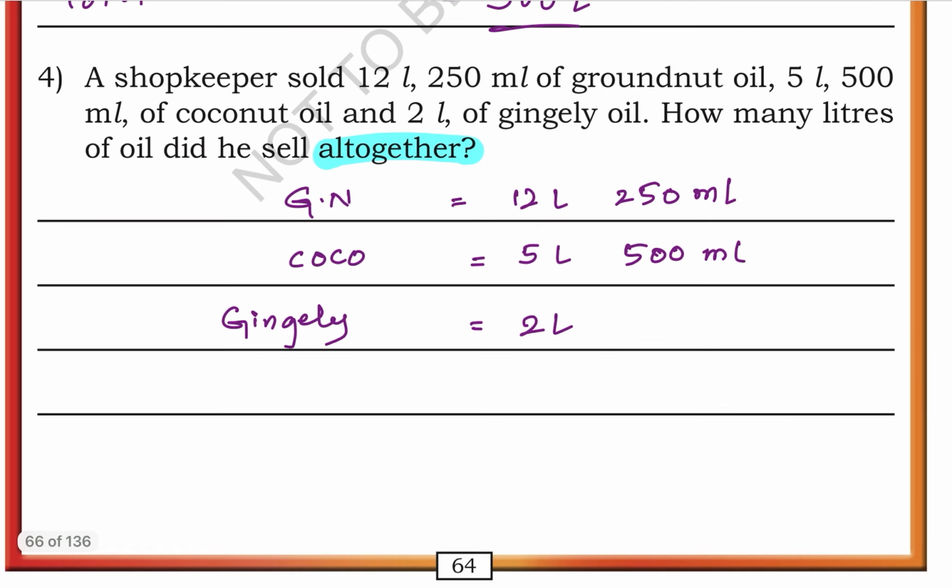Okay, he has sold 3 types of oil. One is groundnut and coconut and gingerly. How many liters of oil did he sell altogether means you must add. Whether you have to do addition or subtraction, you have to understand by reading the question carefully. In exam, they will not tell you.